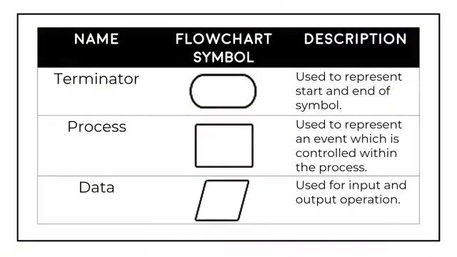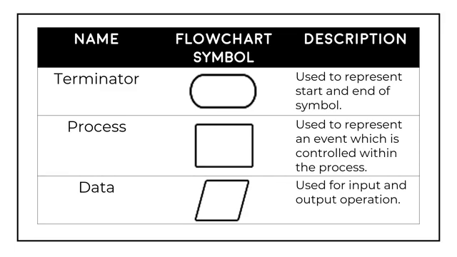First symbol is called the terminator. It is represented by an oval shape. This symbol represents the start points, end points, and potential outcomes of a path, and often contains start or end within the shape. The second symbol is the process.